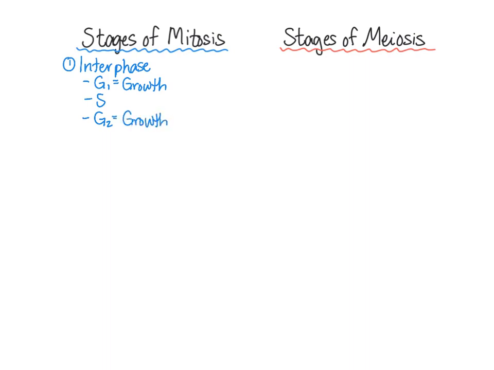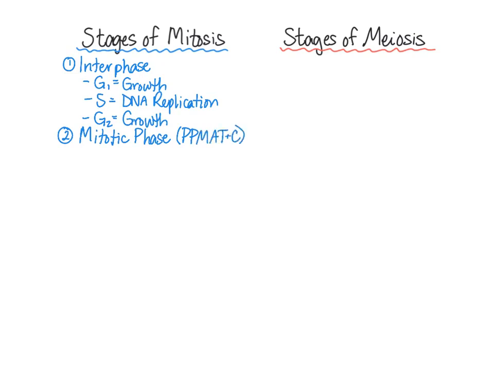Now the S phase, remember that something really important happens during the S phase, and that's where DNA replication occurs. Now, after interphase, the cell may go through the mitotic phase, which is when the cell would actually divide in order to make new cells. And the subphases of the mitotic phase can be remembered as PP, MAT, and then we can go ahead and put a C in there as well for cytokinesis.